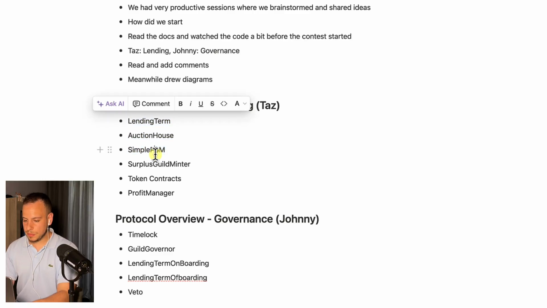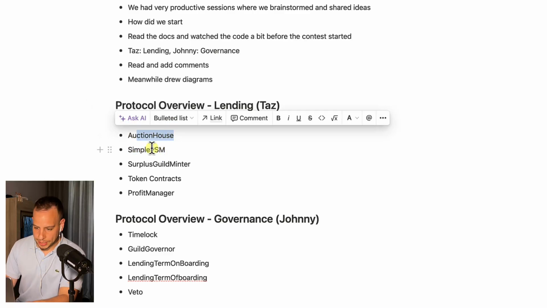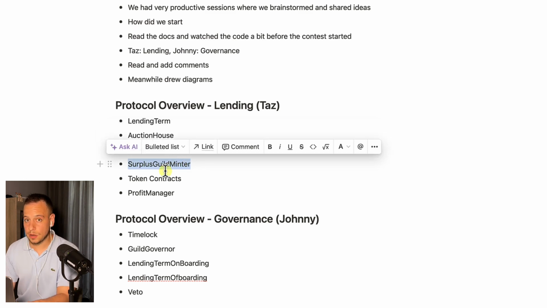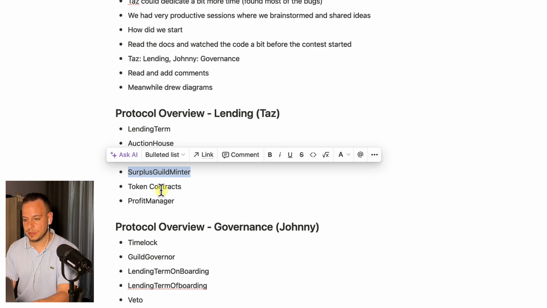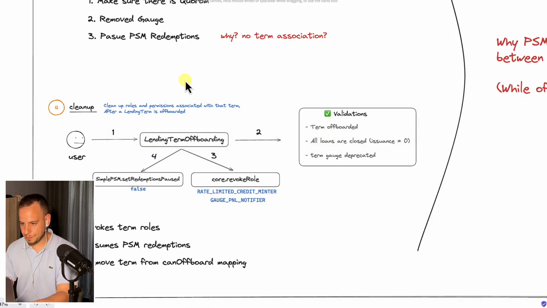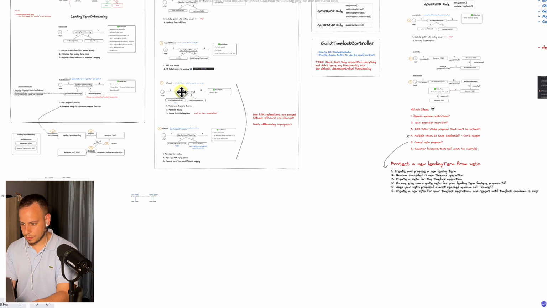Taz, do you want to explain a bit about the auction house, about liquidations, about the staking also, before we get into the findings? Okay. Can you go over to the Excalibur loan diagram? Sure. I think the best one will be the one about tokenomics.